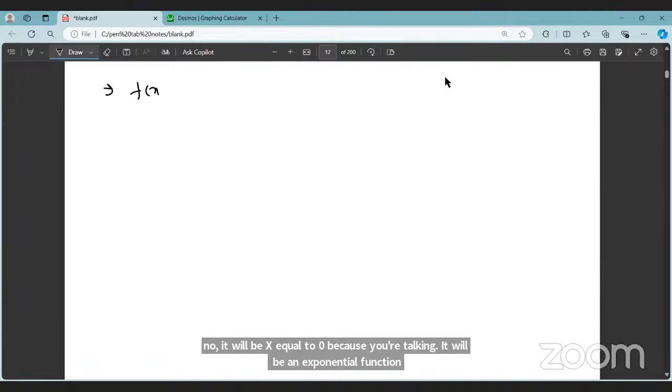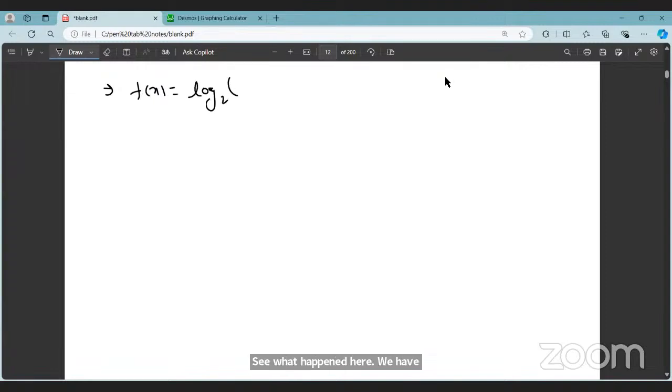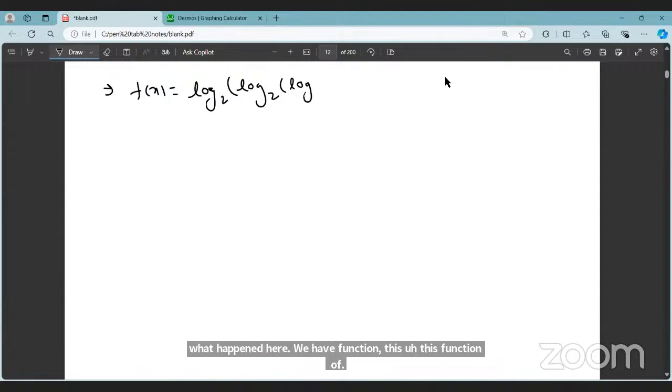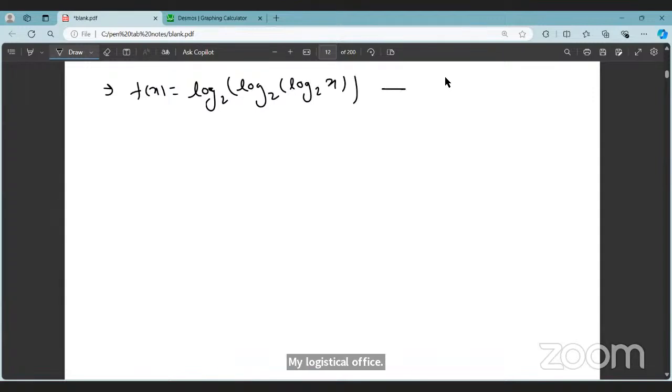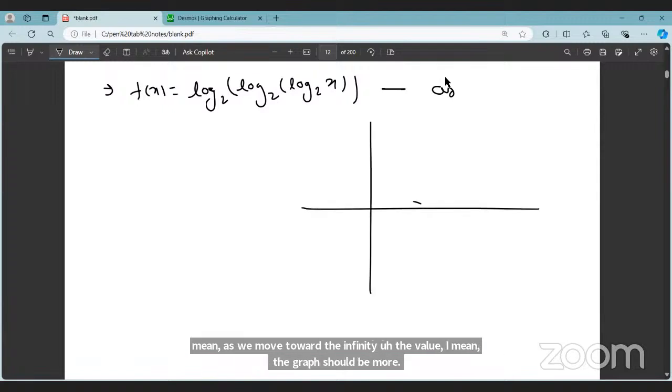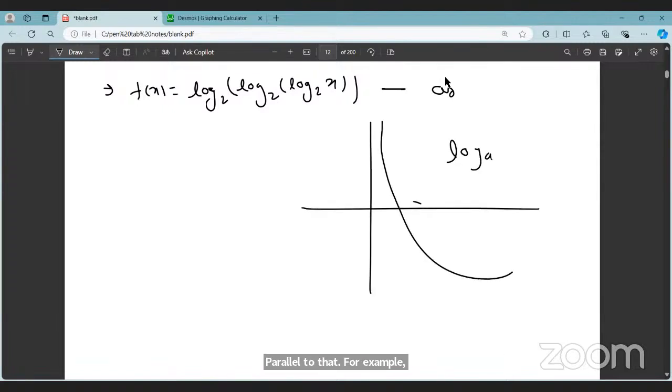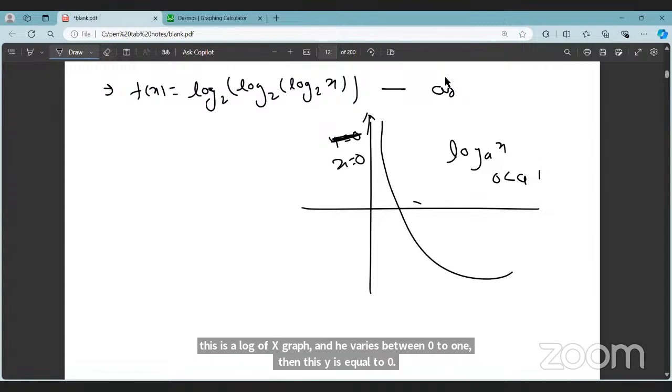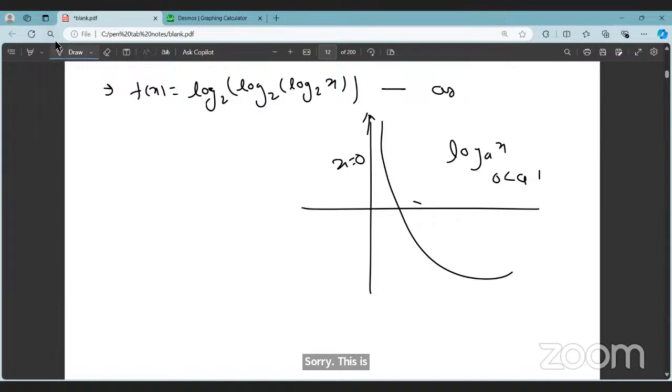See what happened here. We have the function log base 2 of log base 2 of x. Here we have to say what the asymptote is for this function. The asymptote is that line which the graph gets parallel to, as we move toward infinity. For example, if I have a log base a of x graph, where a is between 0 and 1, then this x equals 0 line will become the asymptote.